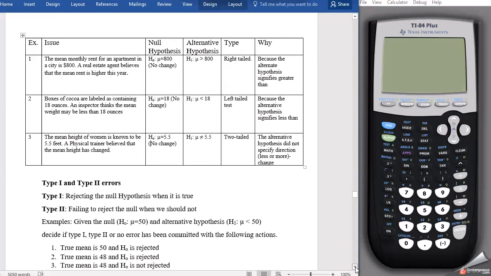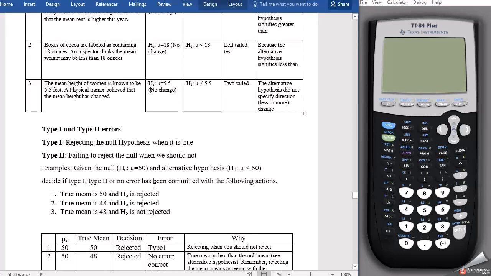Now let's talk about some of the common errors that are committed in taking a decision about the null hypothesis. We can reject the null hypothesis when it's true, and when we do this, we commit type 1 error. We can also fail to reject the null hypothesis when we should reject. Now remember, if you find out that there's no significant difference, then it means that the null hypothesis is true, so you fail to reject the null hypothesis. But if there is a significant difference, then you reject the null hypothesis.